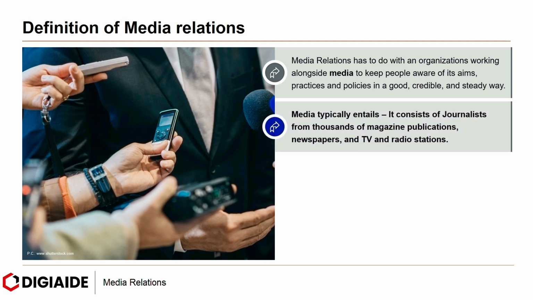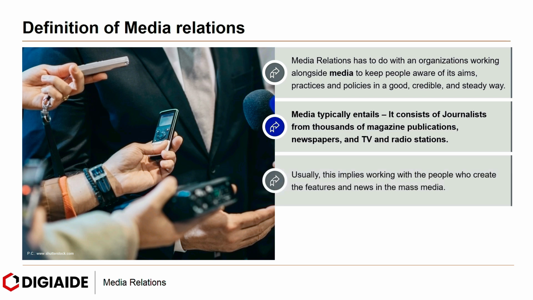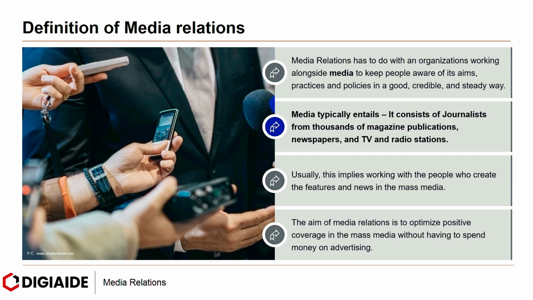Media typically entails journalists from thousands of magazine publications, newspapers, TV, and radio stations. Usually, this implies working with the people who create the features and news in the mass media. The aim of media relation is to optimize positive coverage in the mass media without having to spend money on advertising. Thus, if something newsworthy happens in a business, then a media list can help decide which media channels would be interested in covering the news.